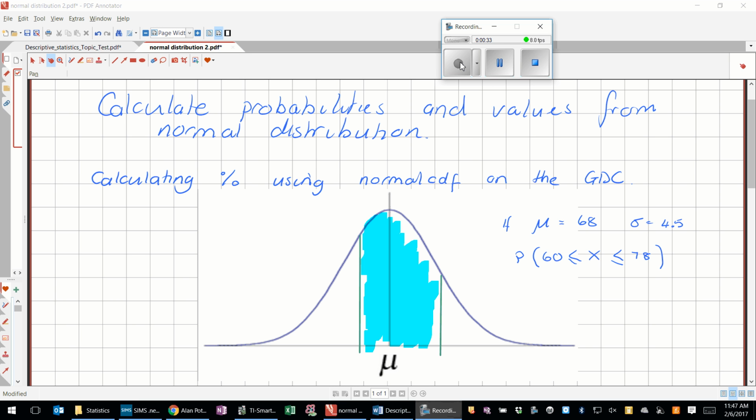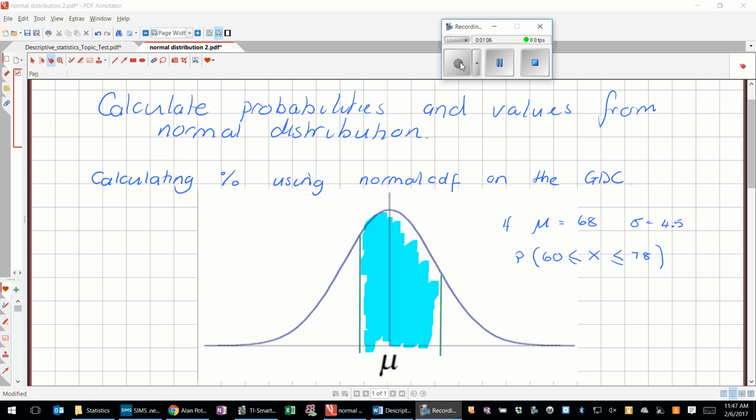So we've got this situation. I've just made up some numbers. The numbers don't mean anything. I've not got any context for it. It's not maths school or anything like that. Just saying I've got a normal distribution curve. I've got a mean of 68, whatever that represents. I've got a standard deviation of 4.5. And what I'm asking for is, what is the probability that x, the value, will be between 60 and 78.